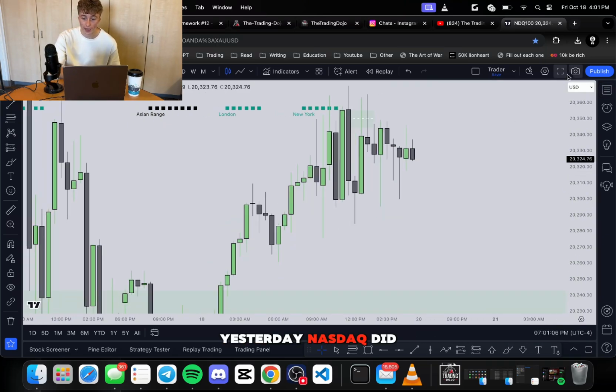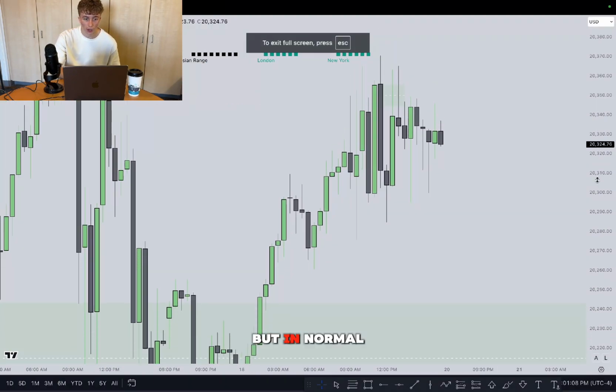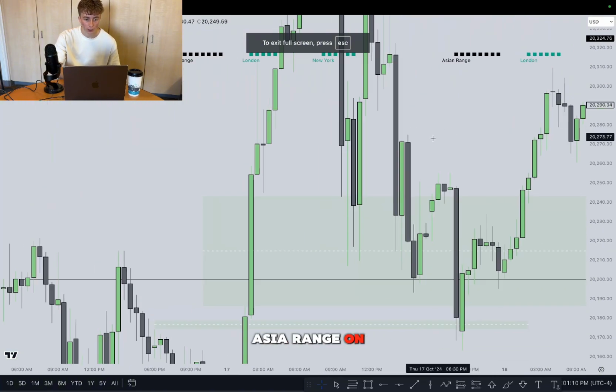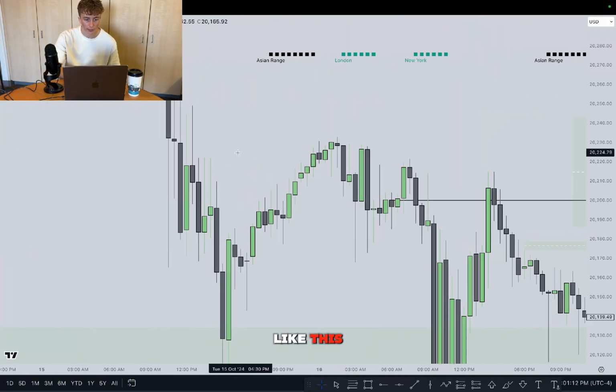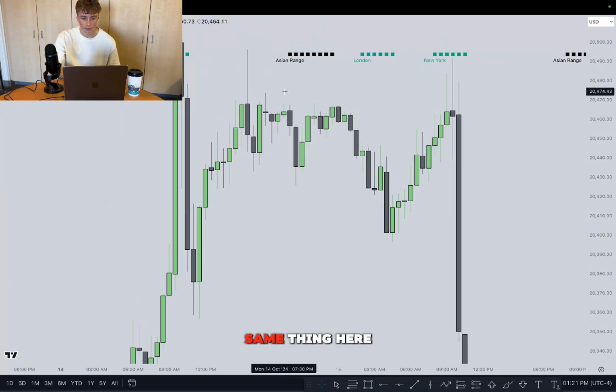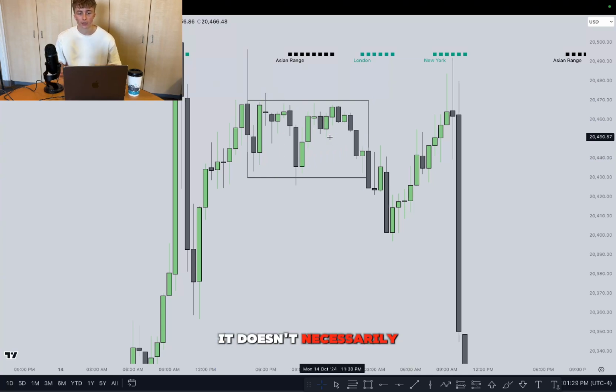I know that yesterday NASDAQ did move, but in normal circumstances, Asia range on NASDAQ looks a little bit more like this, where there's a lot of consolidation when the session starts. London session doesn't always move on NASDAQ. Same thing here. Okay, this is a perfect representation of what happens like 90% of the time, where we have this consolidation during Asia range. It doesn't necessarily move anywhere.